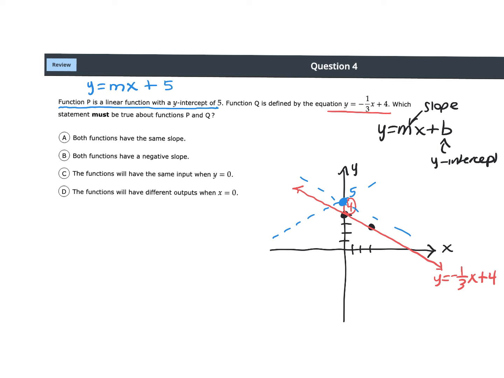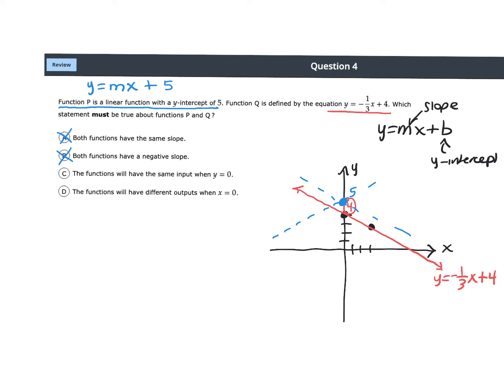So to say choice A, they both have the same slope, we don't know. We just know they have the same y-intercept. To have both functions have a negative slope, we would have to know the slope. We don't know. So we would have to rule this one out. We need to understand what the y-intercept is to answer this.